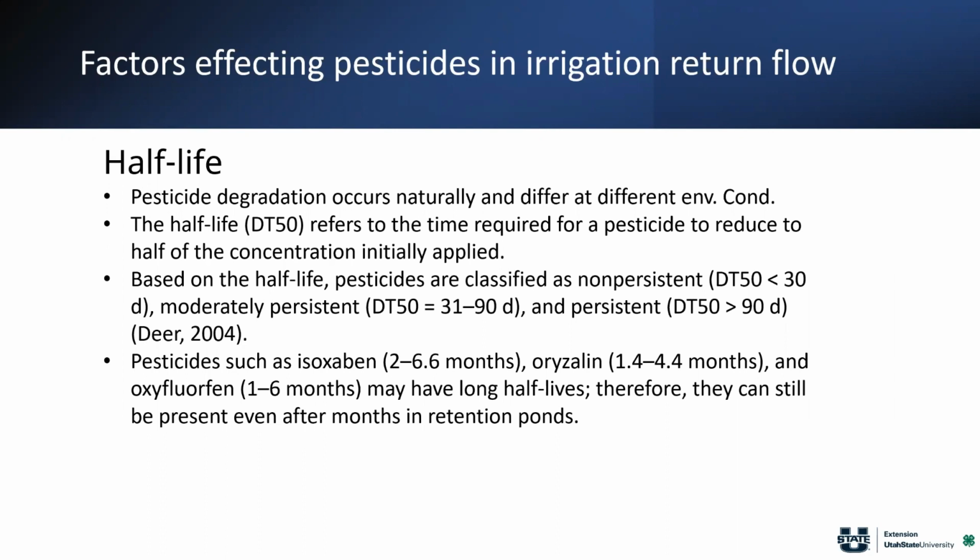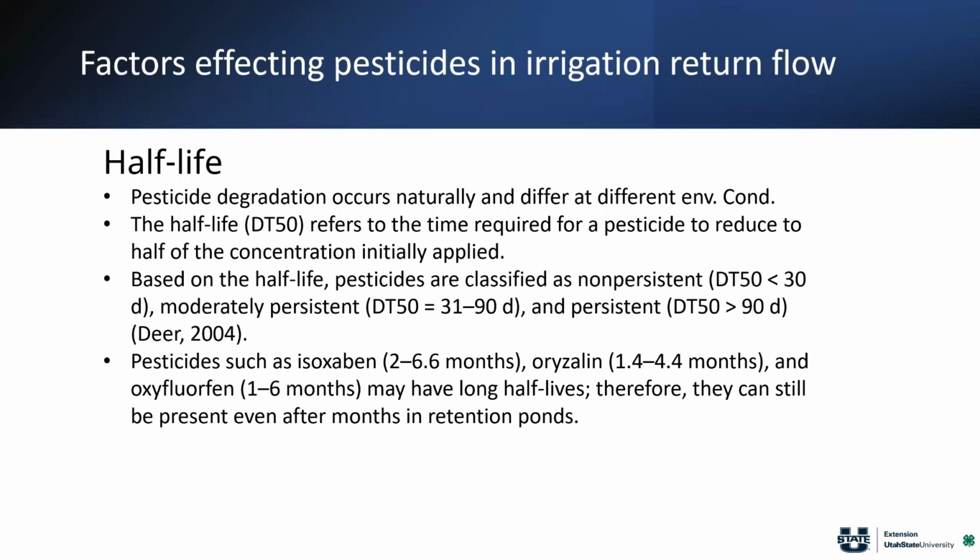So we need to understand the half-life when we're working with pesticides, when we are trying to understand the dynamics of pesticide in irrigation return flow. Based on half-life, pesticides are classified as non-persistent with a half-life of less than 30 days, moderately persistent 30 to 90 days, and highly persistent more than 90 days.